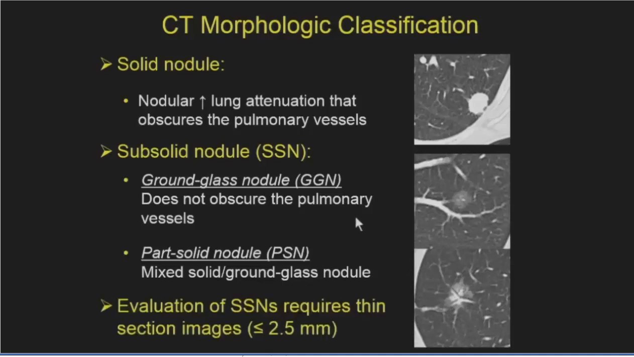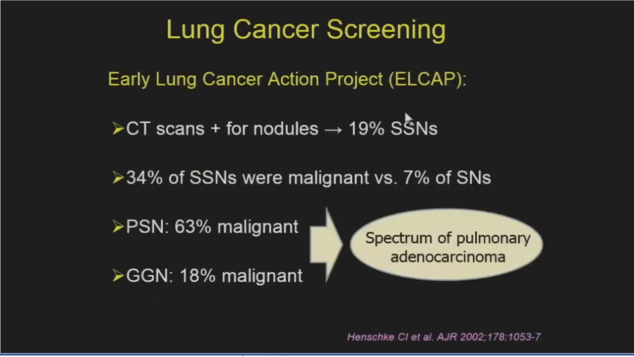I want to emphasize that it's very important to use continuous thin section images to evaluate these lesions, with slice thickness up to 2.5 millimeters, ideally 1 millimeter, so that we can precisely characterize these lesions and assess for the presence and the amount of solid component, which can have implications for the management of these lesions and prognosis, as we're going to see later in this presentation.